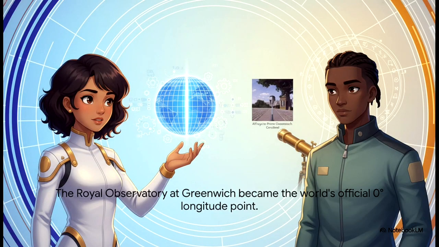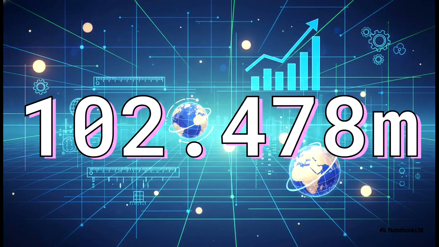This spot, the Royal Observatory at Greenwich, became the official starting line for the world. Longitude 0 degrees. From here, we measure 180 degrees to the east and 180 degrees to the west. But wait, the story actually has a pretty cool modern twist. Okay, I want you to just look at this number for a second.